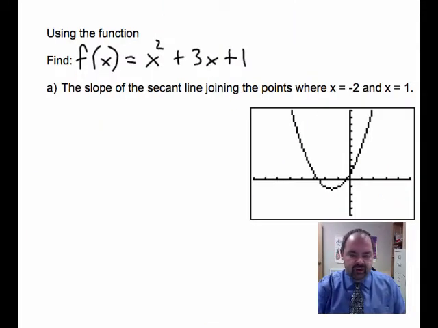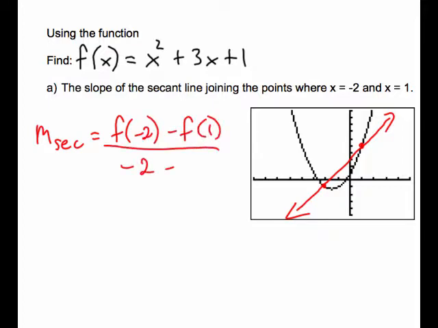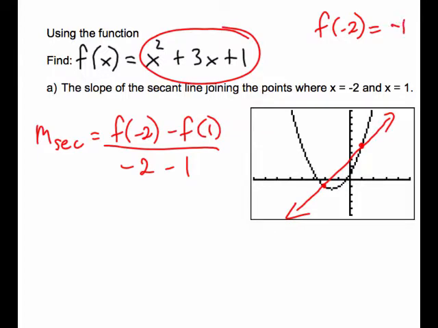Alright, let me demonstrate these two concepts using this particular function. I have a graph of the function here, and the first thing we want to do is find the slope of the secant, joining where x is -2 and x is 1. So my secant line would look something like that, and the slope of the secant is the difference in the y-coordinates over the difference in the x-coordinates. So I need to know what f of -2 is, so I could plug -2 into my function. We get 4 minus 6, -2 plus 1 is -1, and f of 1 would be 5.